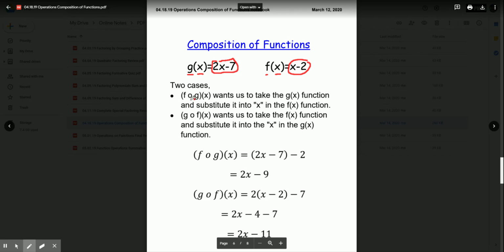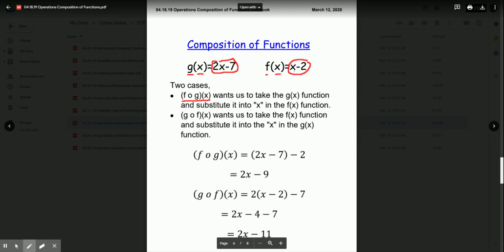First, we have this. Now it looks like it says fog of x. This is supposed to be a little bit smaller of a circle. But the way you say this statement right here is f of g of x. So what this is telling me is that it wants us to take the g function, the g of x function, so right here, 2x minus 7, and substitute it into the x in the f of x function.